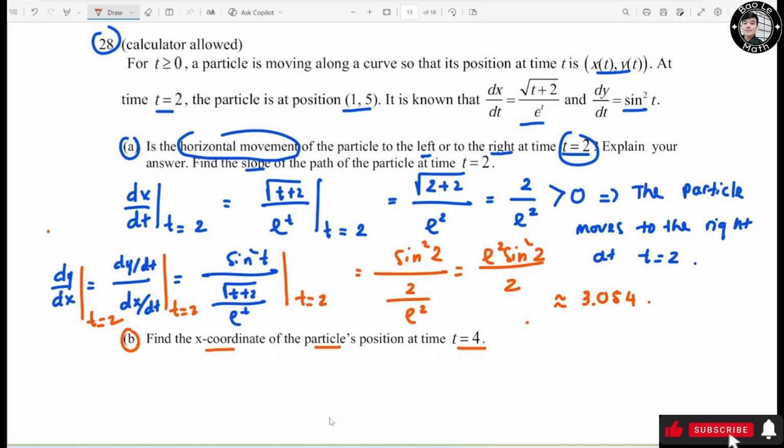Now question B. Find the x-coordinate of the particle's position at t equals 4. Alright, so we're going to use the fundamental theorem of calculus, right? We know that the initial position right here, at t equals 2, we have x equals 1, right?